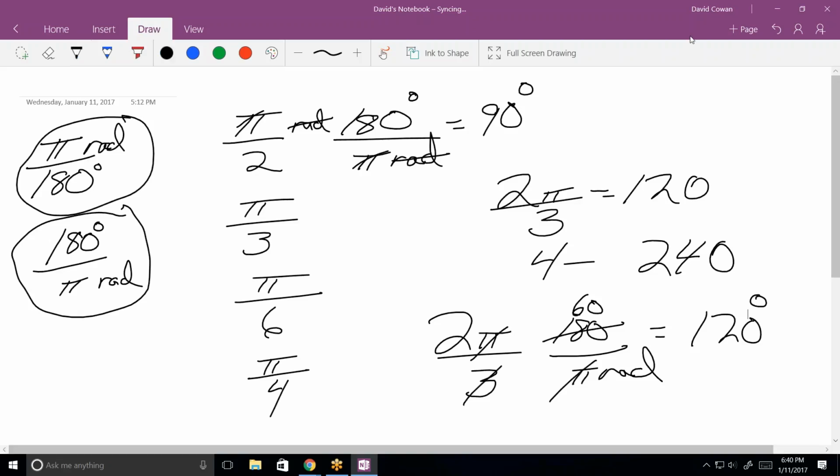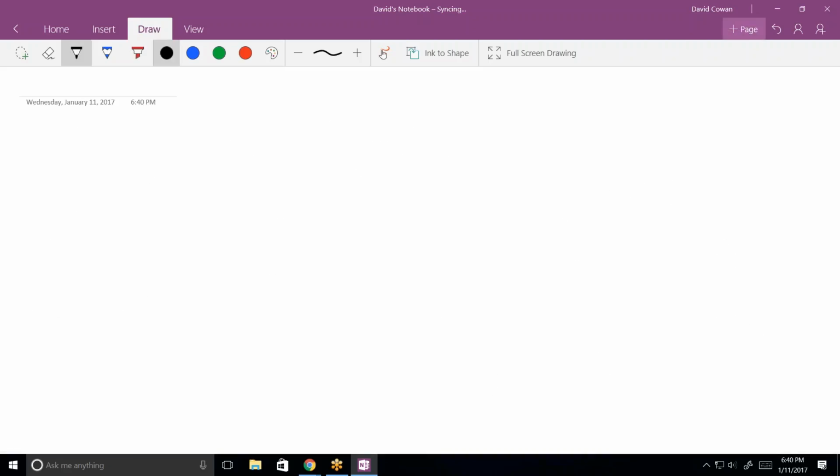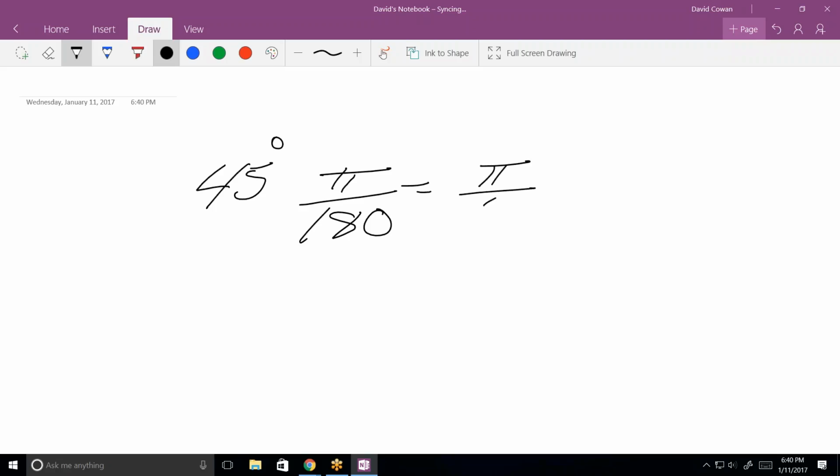Notice that if I'm going the other way, let's say I have 45 degrees and I want to convert that to radians, well, what's my conversion factor? Pi over 180. And 45 goes into 180 4 times, so it's 1/4 radians.